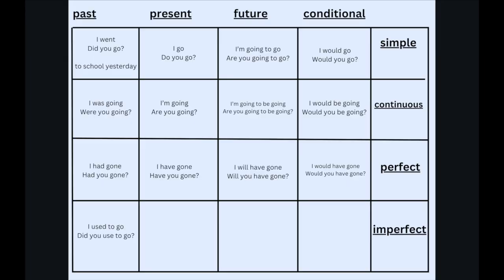Quick run through for anyone who's specifically into the English part of this. I went there. I was going. I had gone to that place. And then imperfect, which is only in the past. That's I used to do this. That would be something, I guess, in Portuguese, like eu ia or eu gostava. That would be the imperfect.